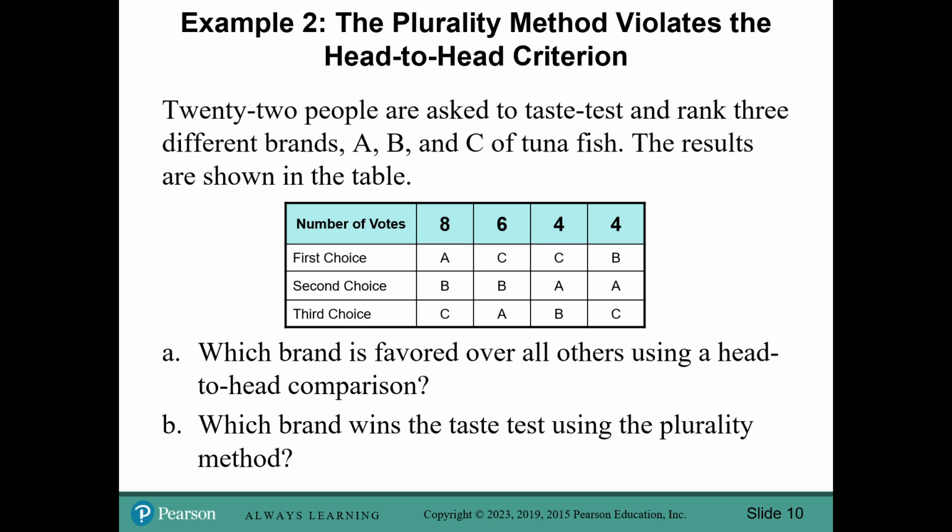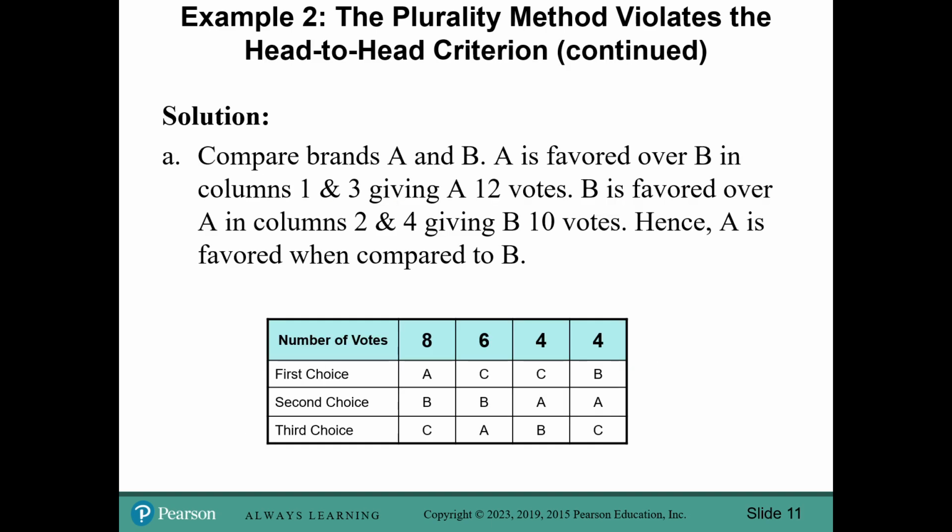Which brand is favored over all others using the head-to-head comparison? And which brand wins the taste test using the plurality method? Okay. So we want to compare brands A and B. A is favored over B in columns 1 and 3, giving A 12 votes. B is favored over A in columns 2 and 4, giving B 10 votes. Hence, A is favored when compared to B.